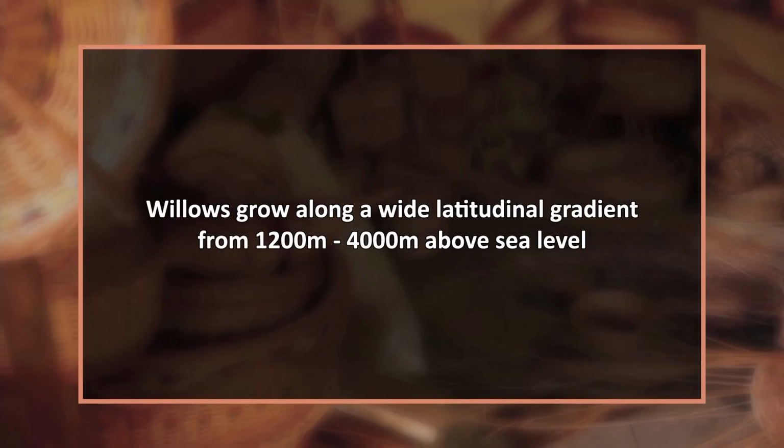Salix is the largest and most widespread genus of the family Salicaceae, comprising of about 450 species all over the world. They are mostly found in northern hemisphere. They grow along a wide latitudinal gradient from 1200 meter to 4000 meter above sea level. Around 40 species of Salix are reported to occur in Indian subcontinent, majority being categorized as shrubs.